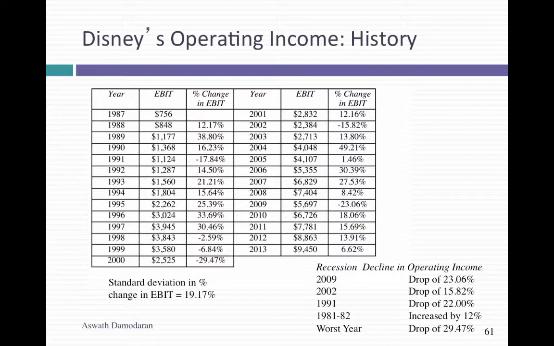So this gives us a little historical reference. And what you notice is earnings before interest and taxes. It's low at some points, high at some points, and varying quite significantly from one year to the next. It looks like the highest rate of change, 49%, is the 2003 to 2004 period.